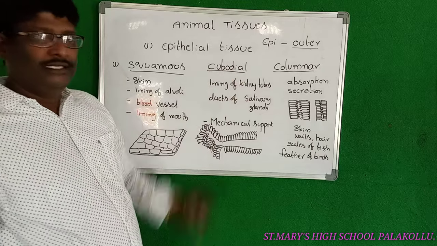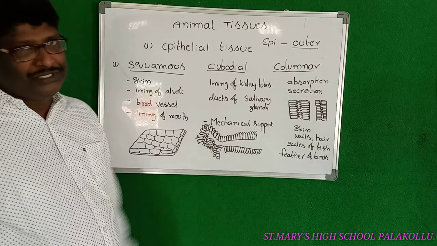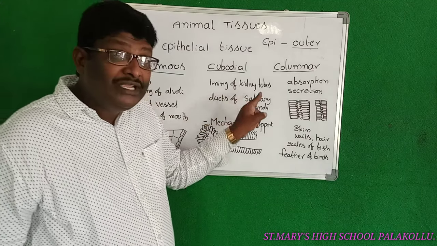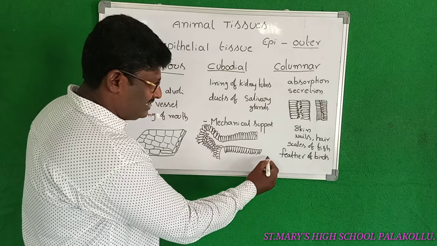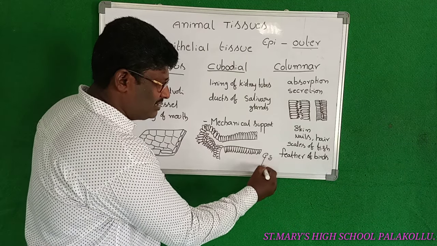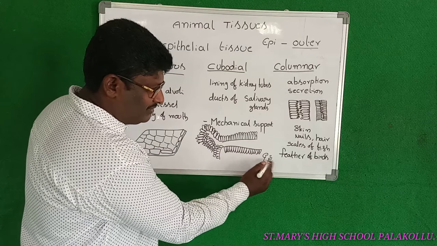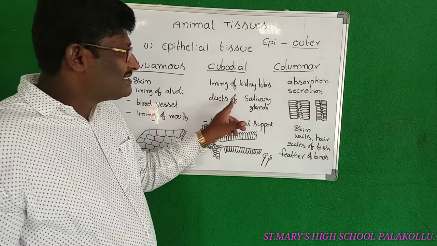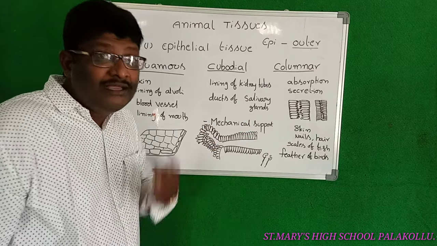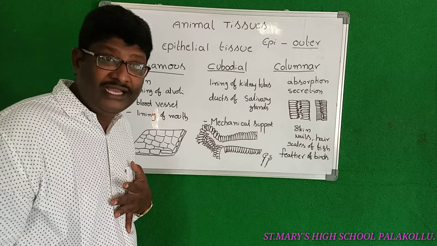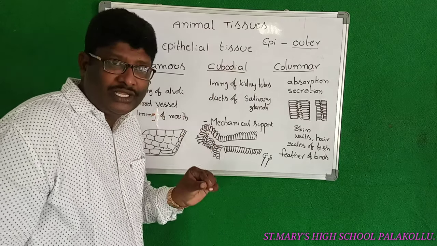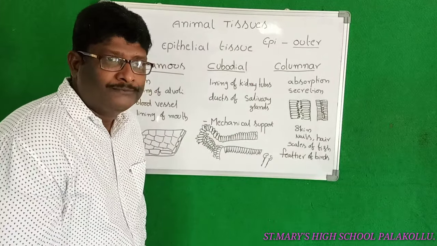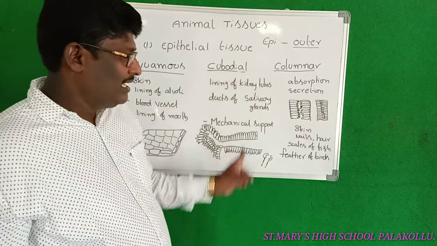Next, cuboidal, cube shape. The cells are arranged in a cube shape. Where is it located? This is also in the lining of kidney tubules. I already explained, this is the kidney, and these are the kidney tubules. So the lining of the kidney tubules, and the ducts of the salivary glands. In our body, three pairs of salivary glands are there, with ducts. Our gut lining is also covered with this cuboidal epithelial tissue.